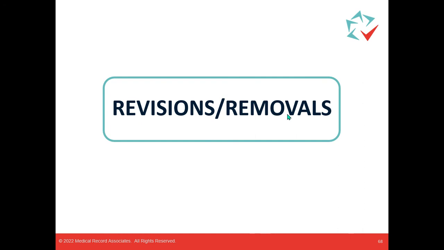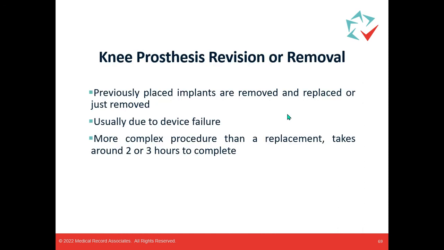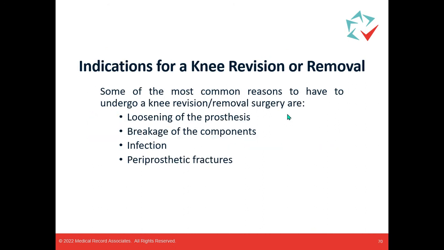Okay, now let's move on to knee revisions and removals. Just like with hip revisions and removals, if a previously placed knee implant fails, then a revision and/or removal may be necessary. It's inherently more complicated than the initial replacement, so it's going to take longer to complete, typically 2 to 3 hours. The most common reasons for a revision or removal are loosening or breakage of the prosthesis or any of the components, infection, or a periprosthetic fracture.